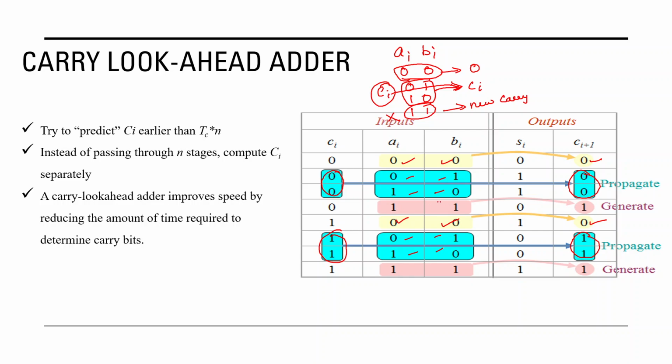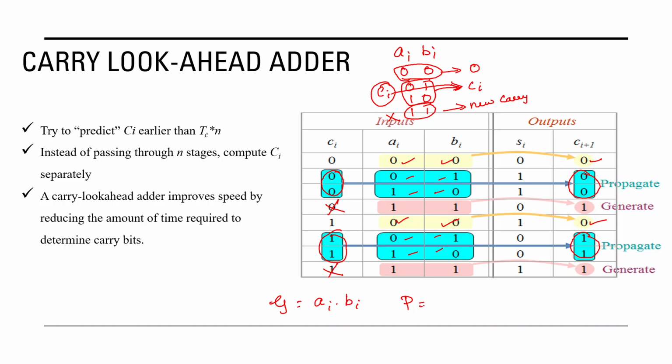And whenever it is 1 1, it does not depend on the previous carry. It will compute a new carry. So 1 1 means it produces a 1. Now I can make a formula: generate is equal to Ai dot Bi. Why Ai dot Bi? Because only for 1 1 it computes a new carry. For 0 1 and 1 0 it doesn't bother. So it's an AND gate.